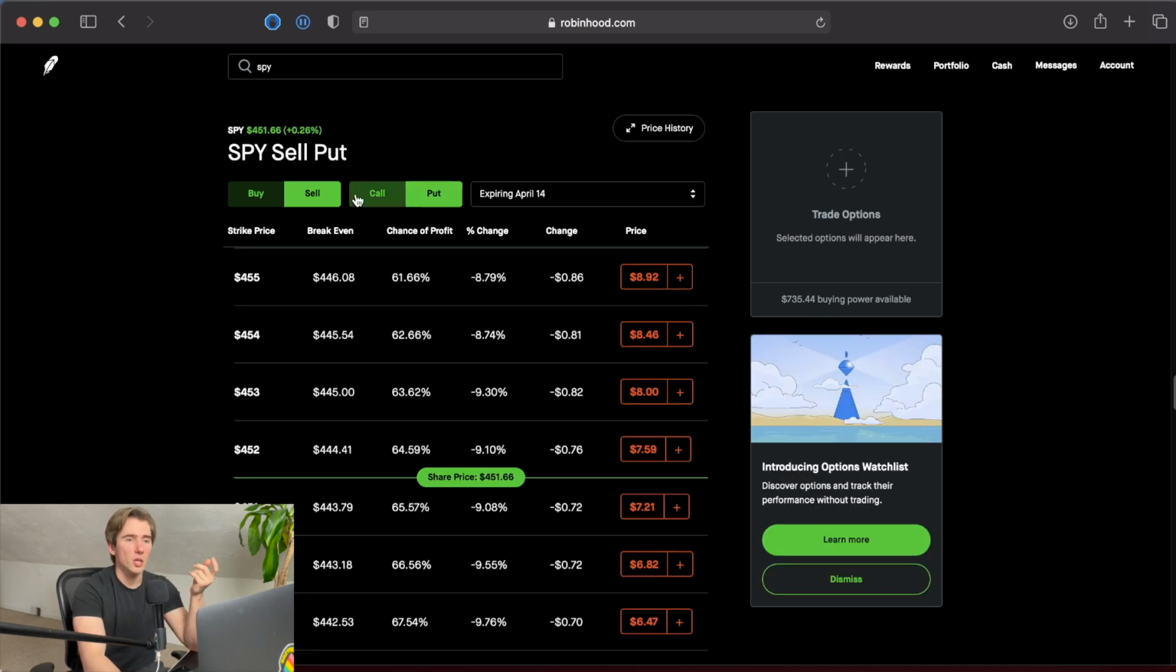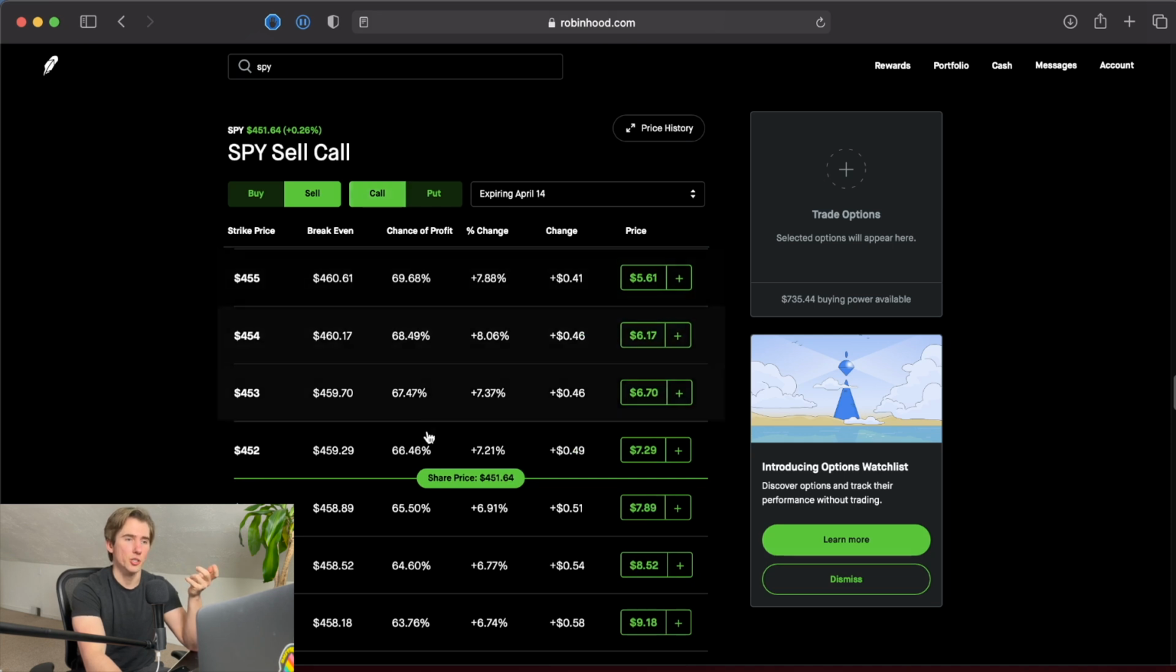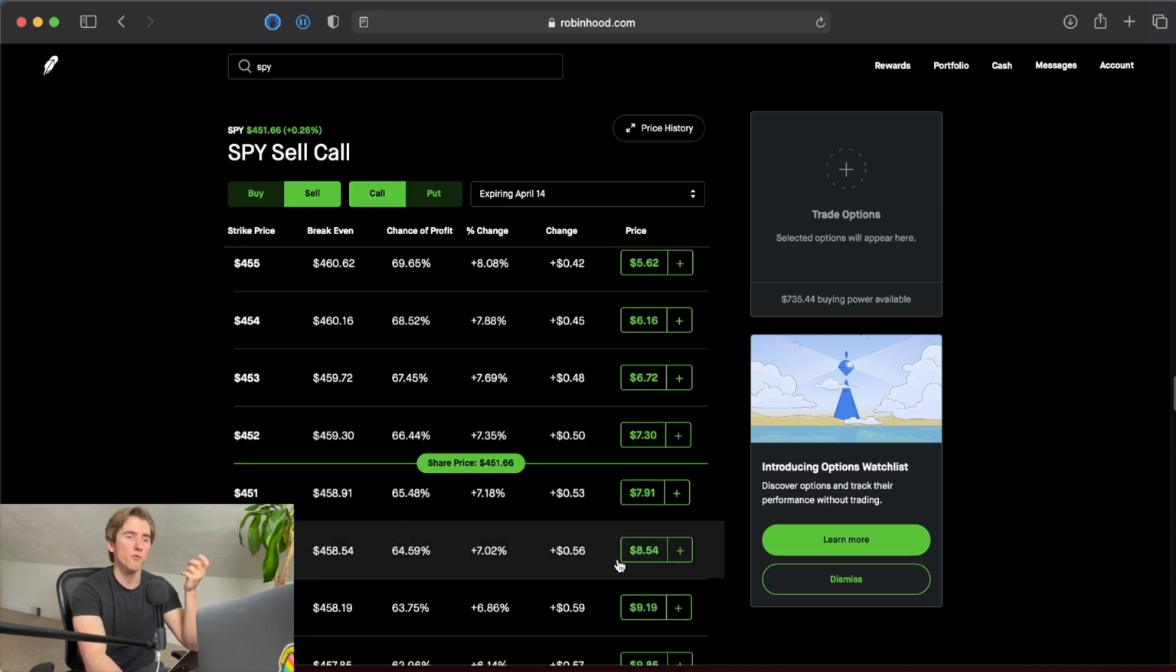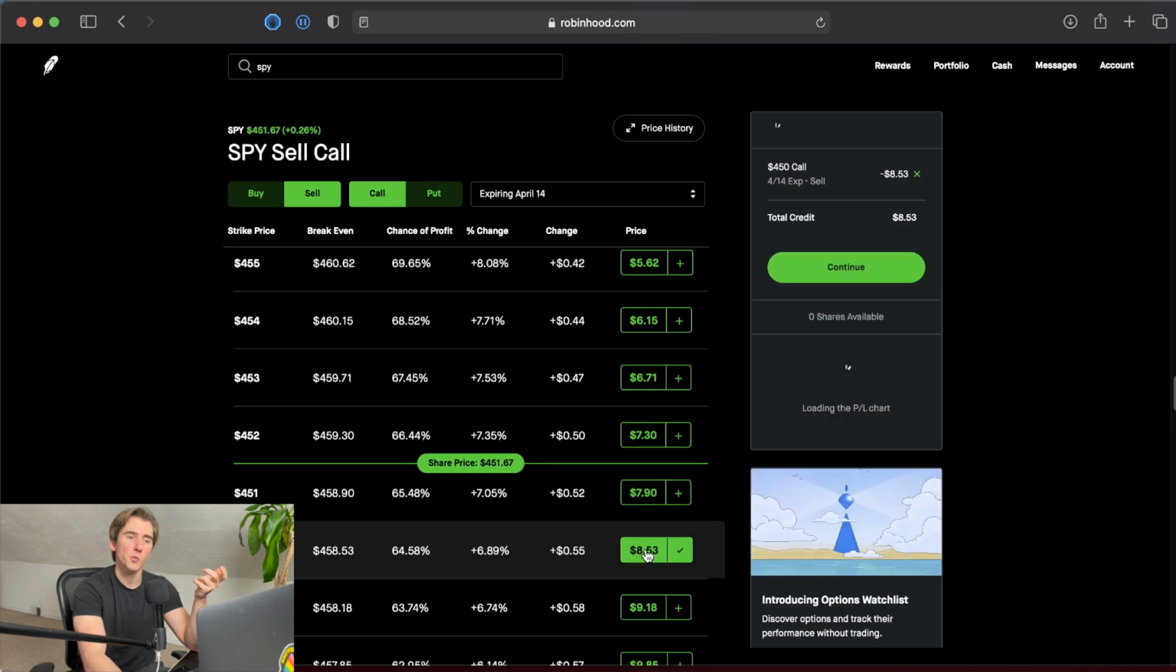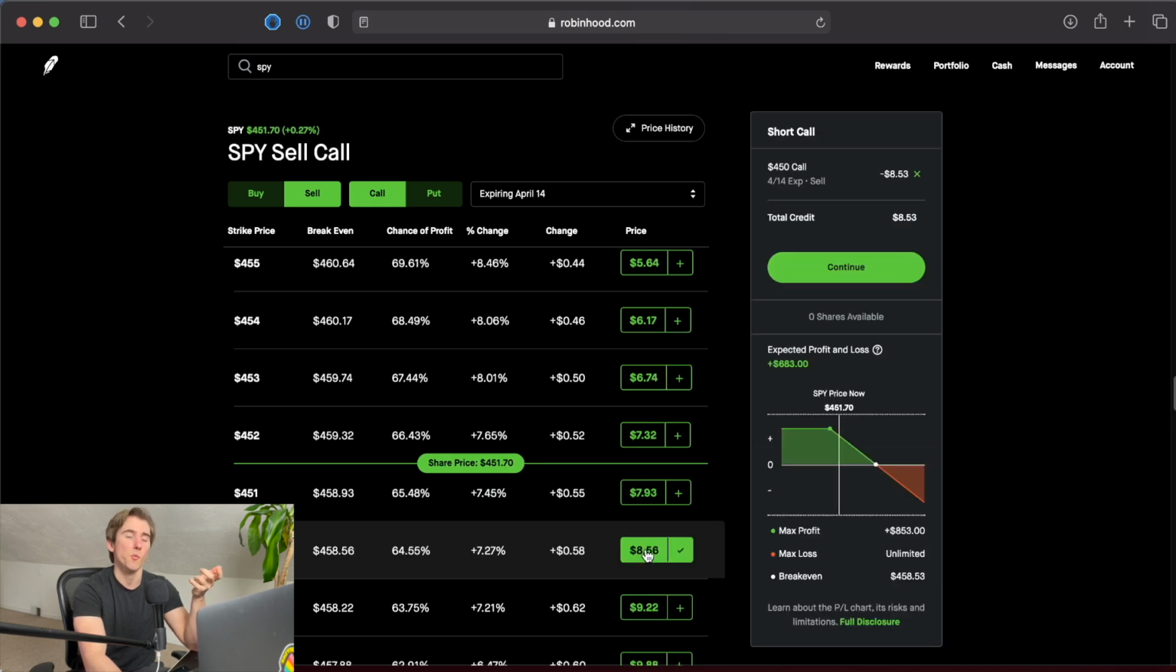Now, whenever you sell a call option, you're agreeing to sell 100 shares of your stock. So if we sold that $450 call, we're agreeing to sell 100 shares of SPY at $450. And we would need 100 shares of SPY in order to sell this as our collateral. When we sold the put option, we agreed to buy 100 shares of SPY at $450. We would need $45,000 of cash as collateral. But whenever you sell a call option, you need the shares as collateral.